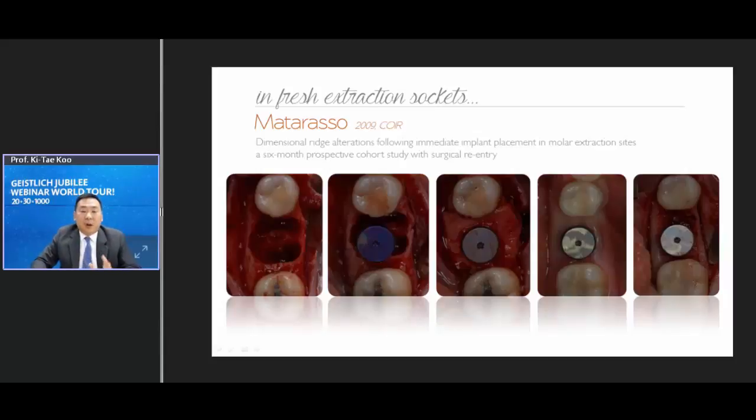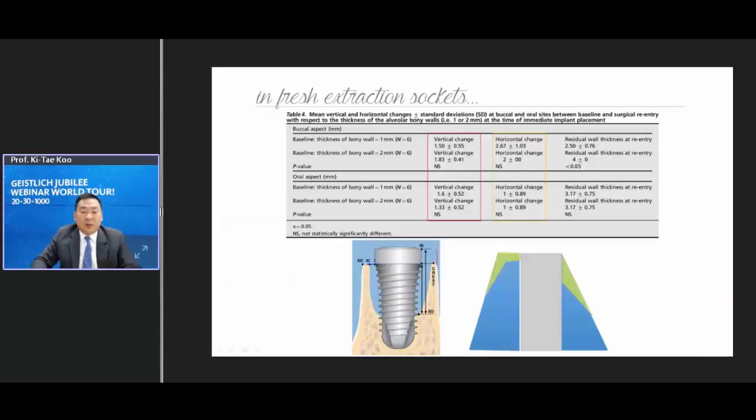And despite all the efforts we made to prevent resorption, these are the results we got after 6 months at re-entry, and the vertical change was minimal, both on the buccal and lingual aspects. However, the horizontal change was more pronounced at the buccal dimensions. We see a mean of 2.67, or 6-7 millimeters, of resorption on the buccal side. On the lingual side, it's minimal.